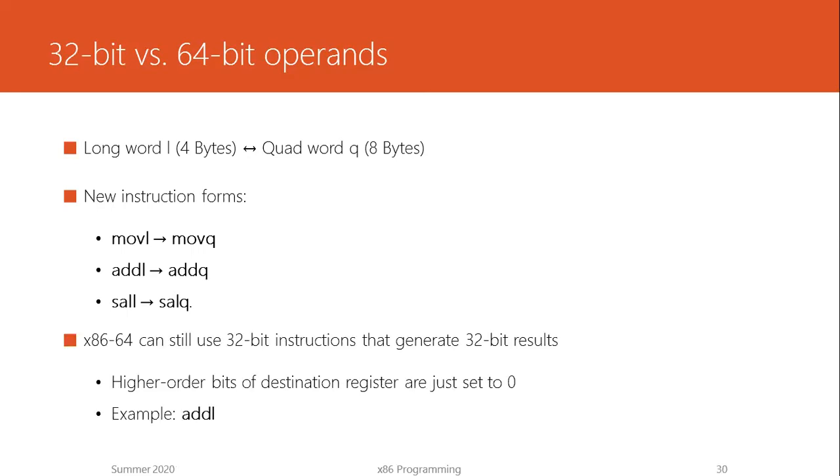Also note that the x86 64-bit architecture can still use 32-bit instructions that generate 32-bit results. The higher order bits of the destination simply are set to 0. Okay. Again, confusing historical term: word, which is not the machine word size.